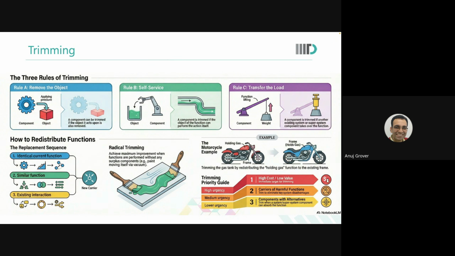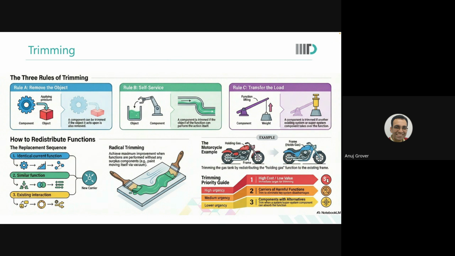Now, how do we find this other component in the system? What do we look for? Another component that performs the same or similar function on the object. Then you simply transfer the entire function to that component. Then another component performing a similar function on another object, on another component in the system. Since it is already performing the same function elsewhere, it can as well perform it here.